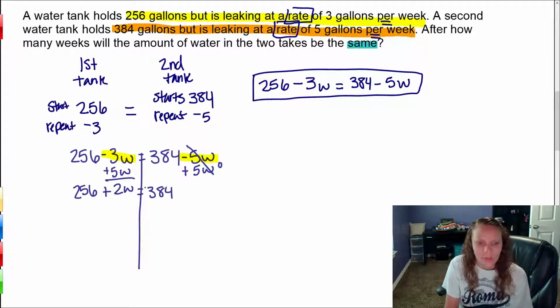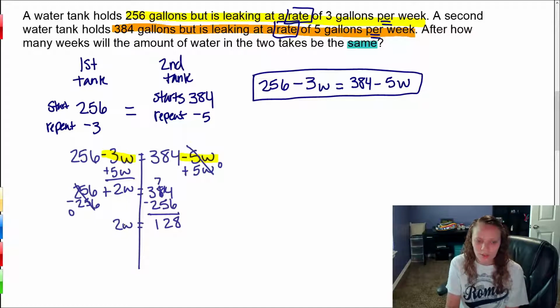Now I want to get the numbers together. So this is a positive 256. The opposite of positive or like adding would be to subtract. When we subtract, that cancels out to 0, and whatever we do to one side, you have to do to the other. So let's see what we get here. 14 minus 6 would be 8. 7 minus 5 is 2, and then a 1 equals 2w.